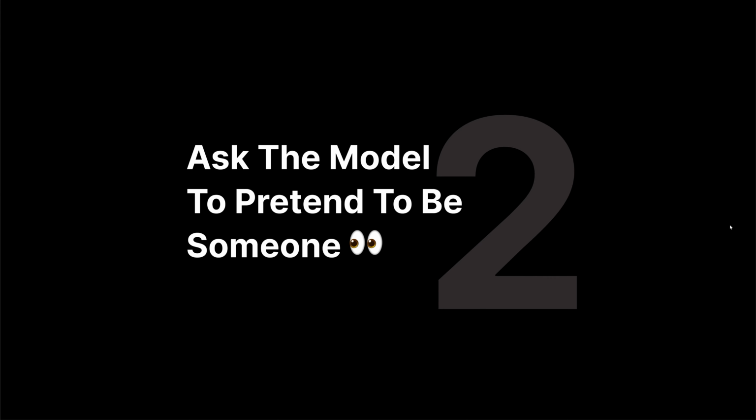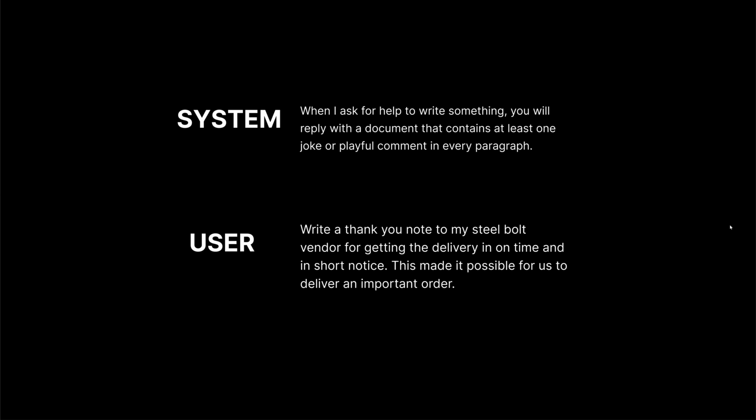Strategy number 2, ask the model to pretend to be someone. Okay, so here you can see we are going to be just telling it that you are something, and we want you to do something, like you are a language translator and I want you to translate an animal name from English to Chinese or something like that. So in this case, when I ask you for help to write something, you will reply with a document that contains at least one joke or playful comment in every paragraph. Okay, so then we are providing that something is going to give us at least a joke and playful comment.